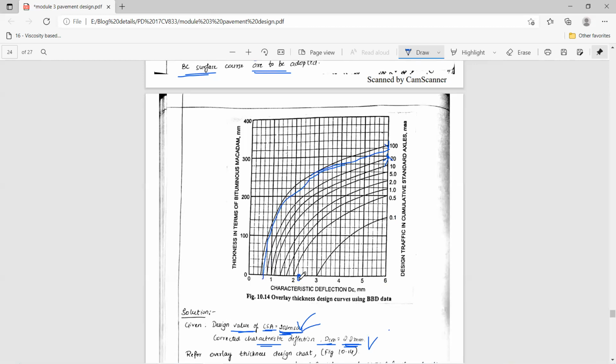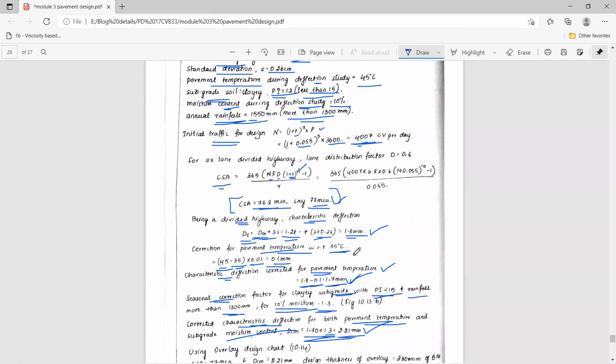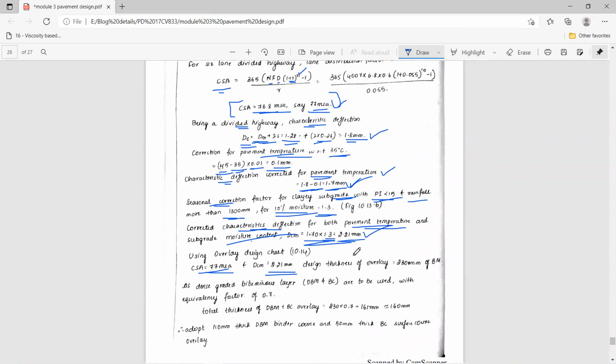So here it is 2.21 deflection. Just project a line to the curve we have drawn. So it will intersect somewhere at this point, correct? Now project back to the y-axis properly and check out this value. It is more than 200 only, right? So I approximated it as 230 mm. Out of 230, you need to consider the total thickness of DBM plus BC overlay.